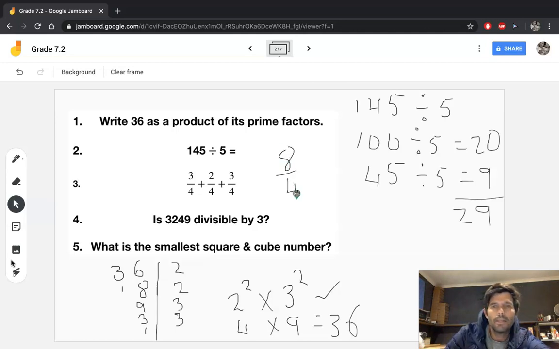And we know that that means 8 divided by 4. And that's equal to 2. Okay.